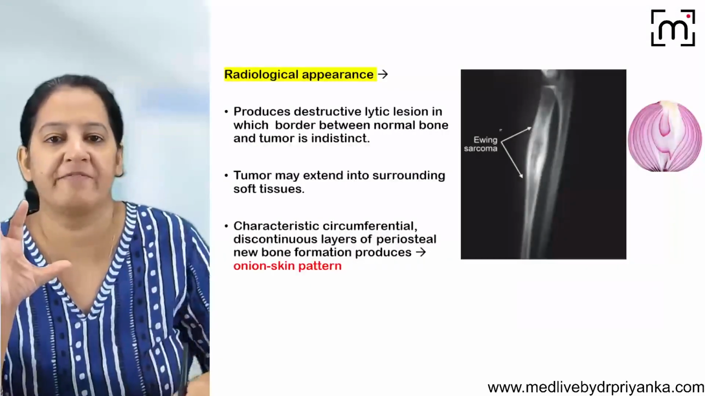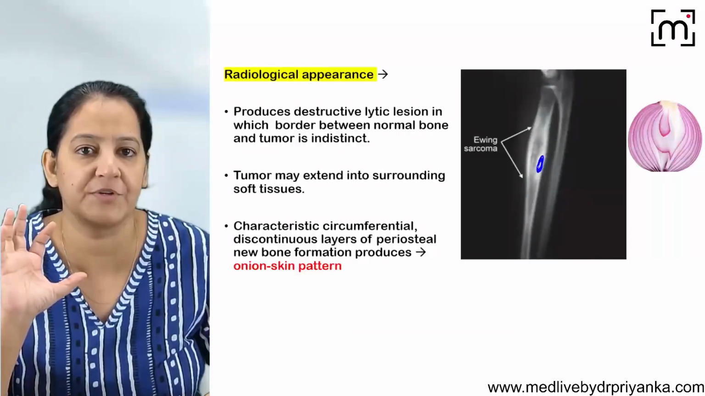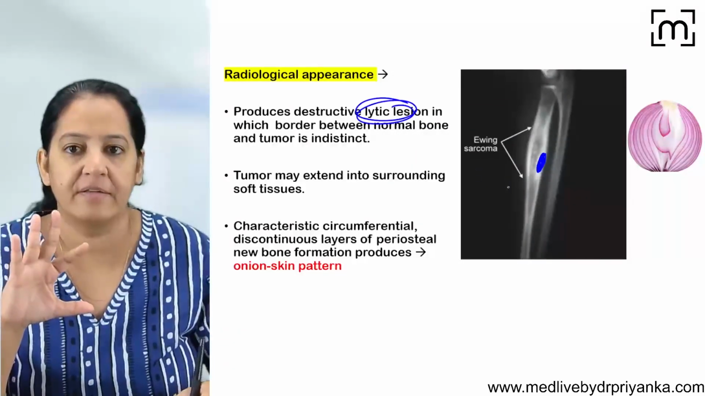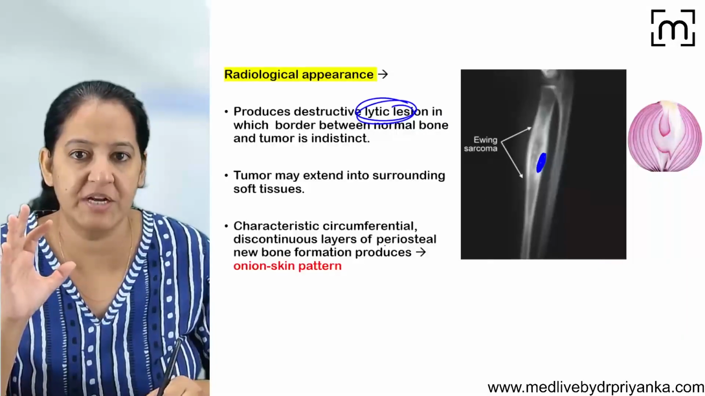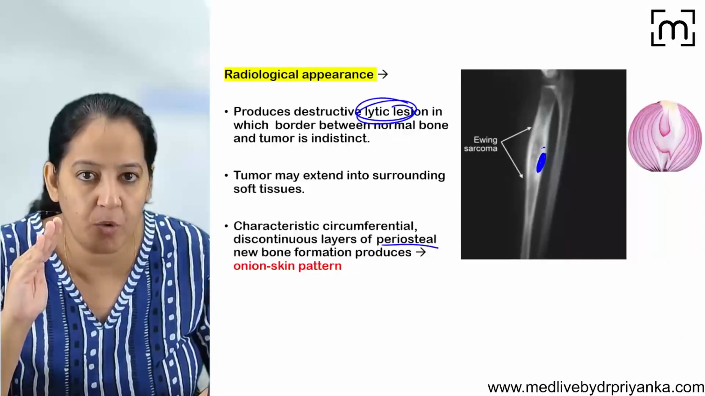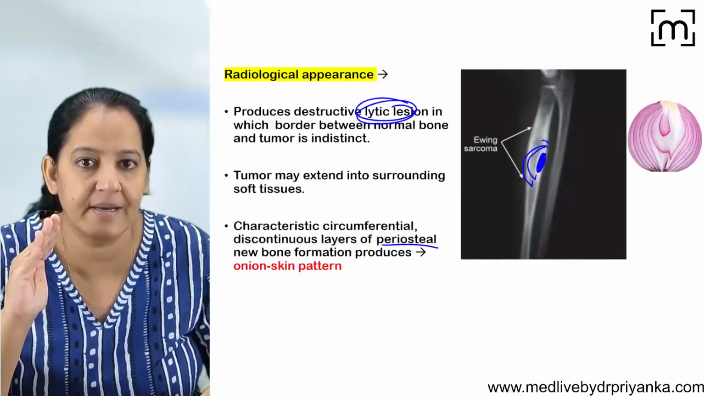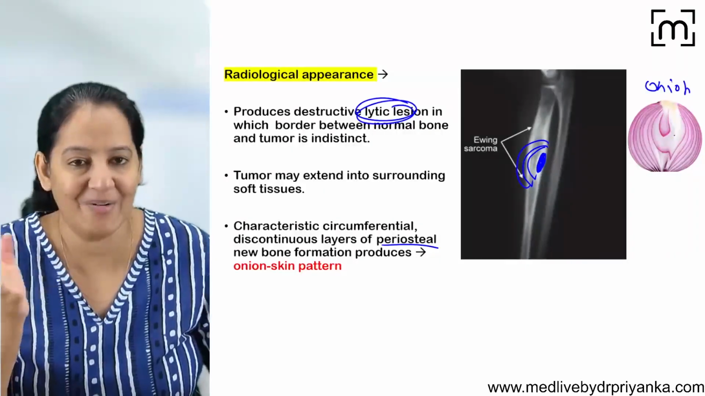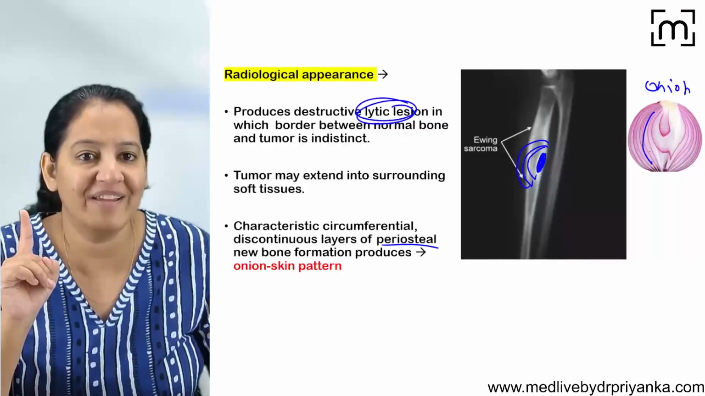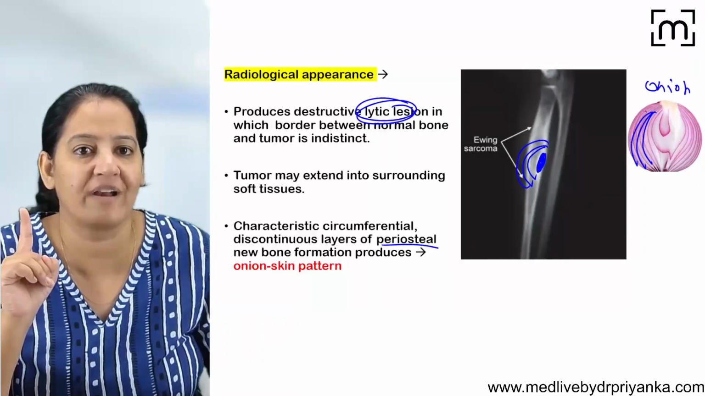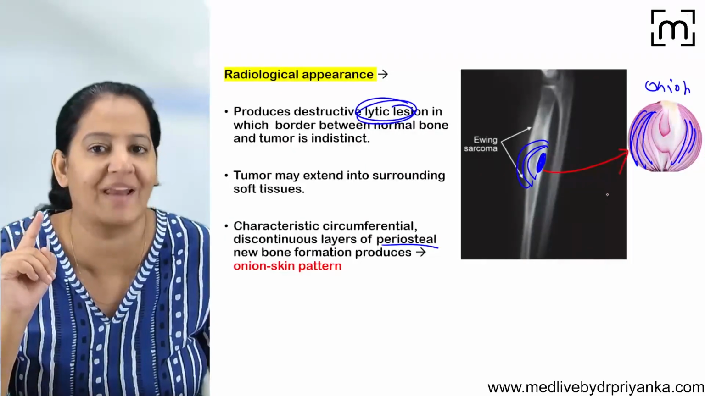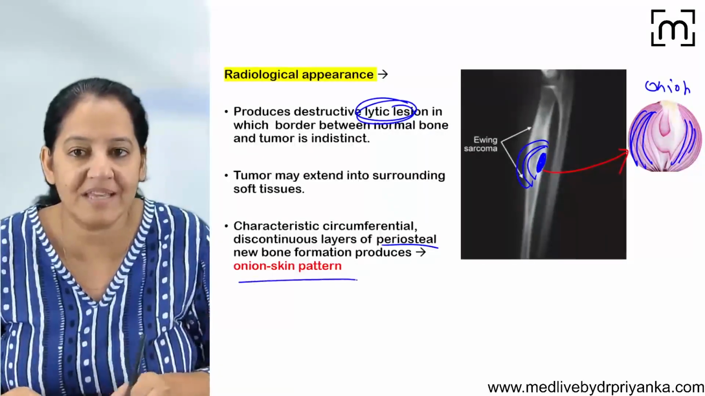You can see, first of all, a lytic bone lesion is produced. After that, there is a periosteal reaction in which new bone is formed in the form of layers. Have you ever tried cutting an onion? How does the onion look? In the onion, various layers are there, layer over layer. The periosteal reaction of the tumor looks like that. It is known as onion skin pattern.